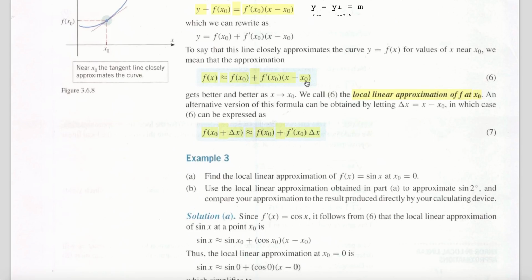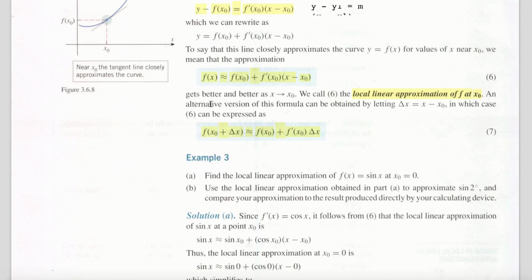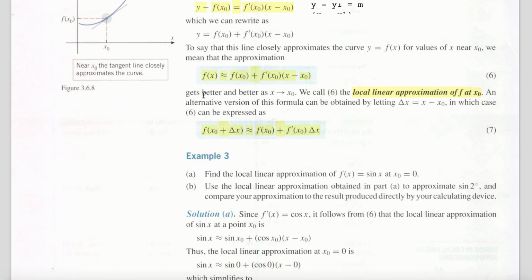And if you want to treat x minus x naught as a change in x, you can replace this further. The approximation gets better and better as x goes to x naught. We call number 6 the local linear approximation. An alternate version of this formula can be obtained by letting delta x be x minus x naught, in which case we can express this as f of x naught plus delta x is approximately f of x naught plus f prime of x naught times delta x.